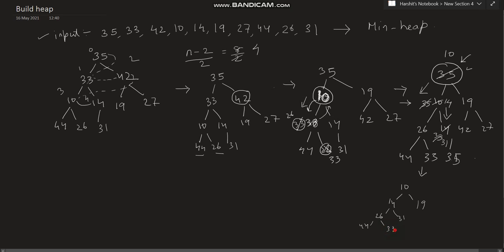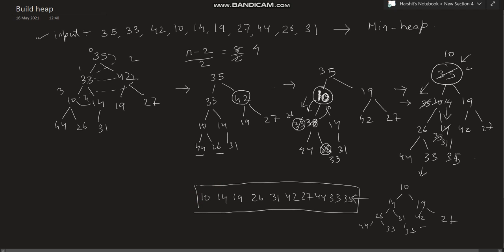44, 33 and 35. So on converting this to an array, 10 will be the first value, then 14, then 19, 26, 31. Over here there is 42 and 27, 42, 27, 44, 33 and 35. So this is the output array. So the input array was this and our task was to convert this input array to the min heap array. This is the array which is the min heap version of this input array.